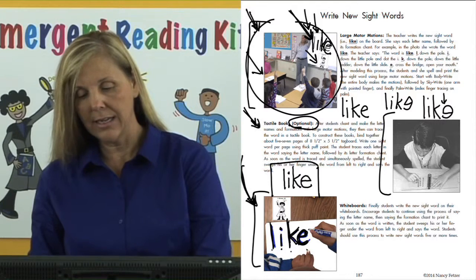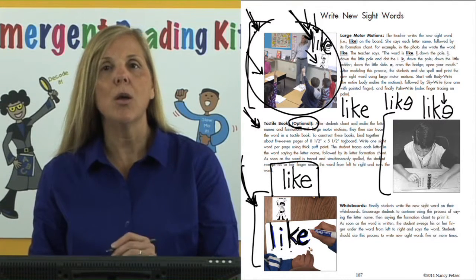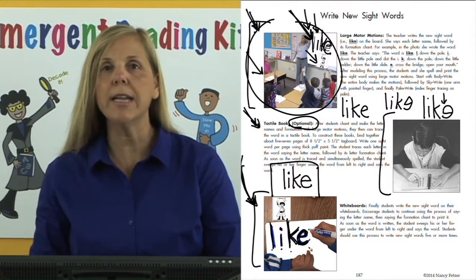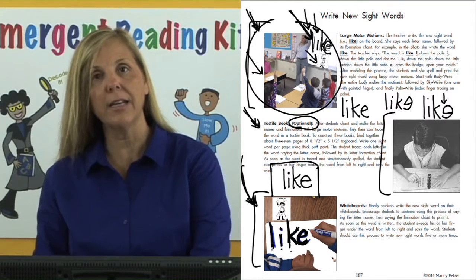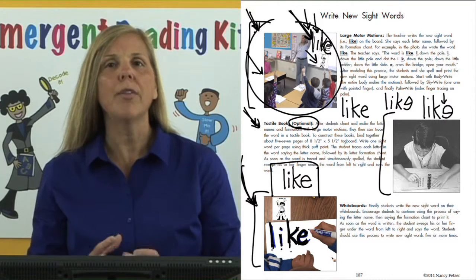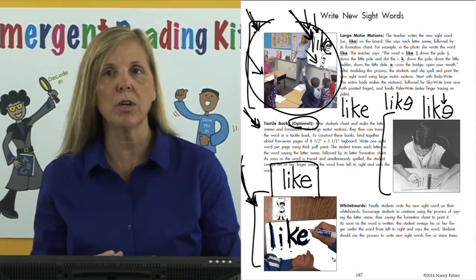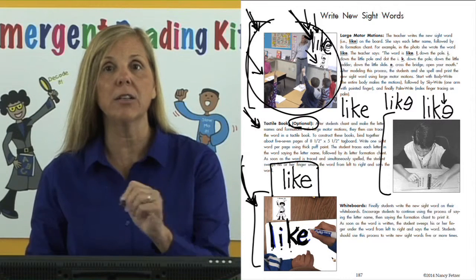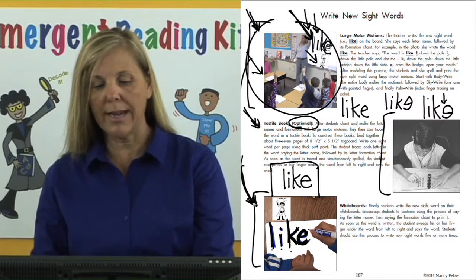L-I-K-E, like. Then they erase it and they write it again. I have them do this over and over repeatedly until they just write it without even thinking about it. And they'll say L-I-K-E, like. That's when you know that they're at that point of mastery. They're just able to write the word. They don't even need to say the letter chants anymore. They just say L-I-K-E, like. And they erase it and write it again. This is a very powerful activity.